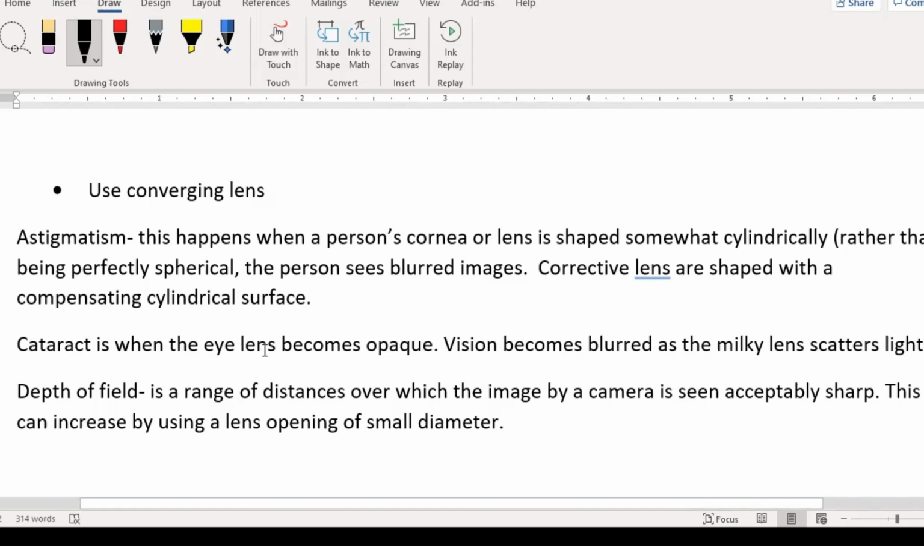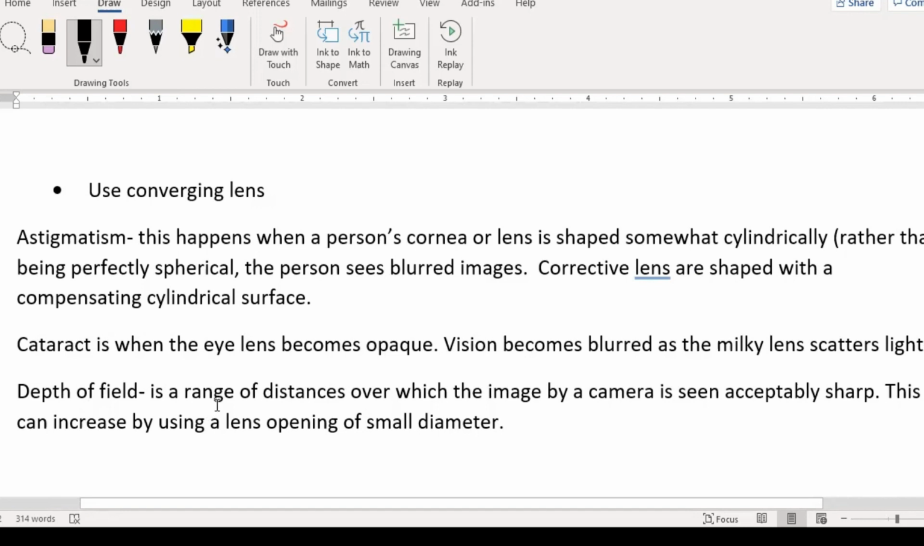Here we have another one called cataract. This is when the lens becomes opaque, and it says that the vision becomes blurry as the milky lens scatters the light itself. Of course, if you can find some more information pertaining to these things and how we can treat them, that will be good for you when you're revising, just so you can add a bit more information if you're asked to write on it.